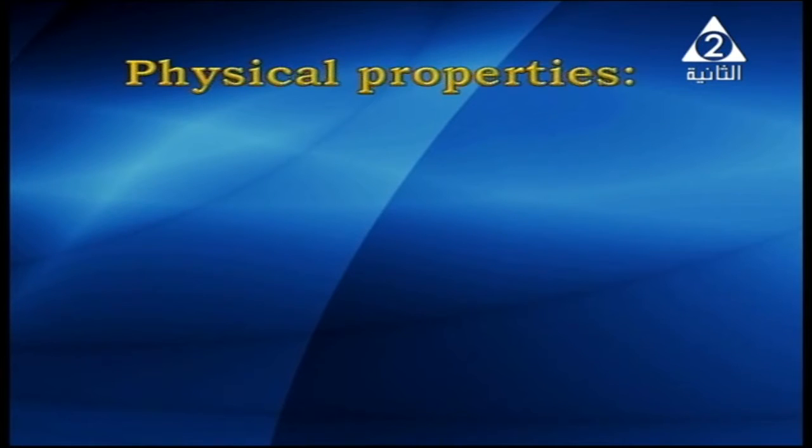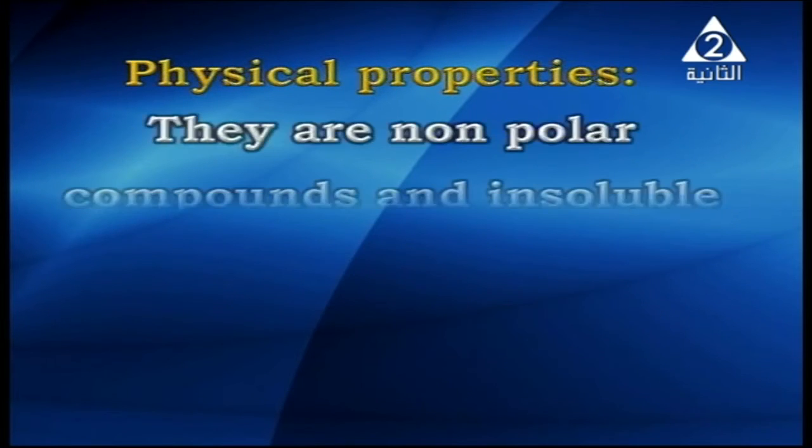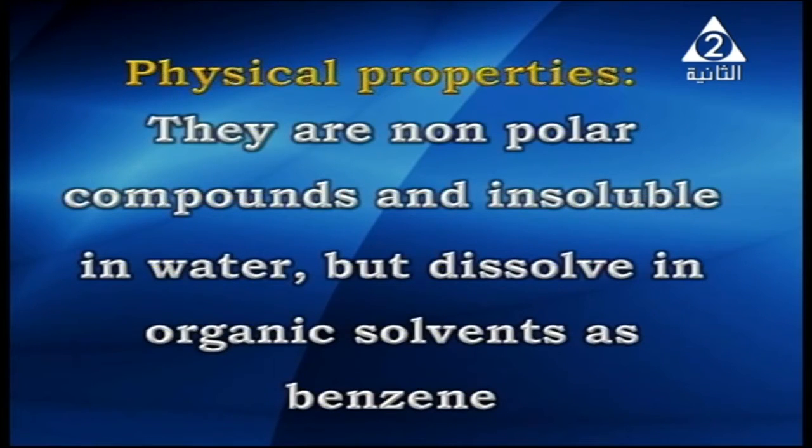Now we are going to discuss the physical properties of alkenes. The first members of alkenes are gases, while those from 5 carbon atoms up to 15 carbon atoms are liquids, while those over 15 carbon atoms are solids. These alkenes are nonpolar compounds and insoluble in water, but dissolve in organic solvents such as benzene.